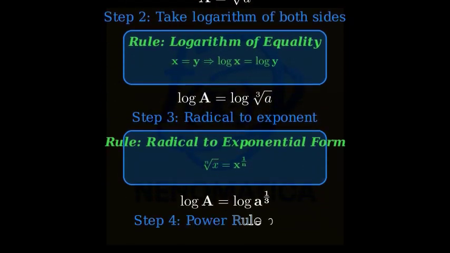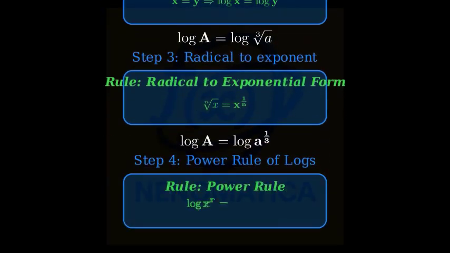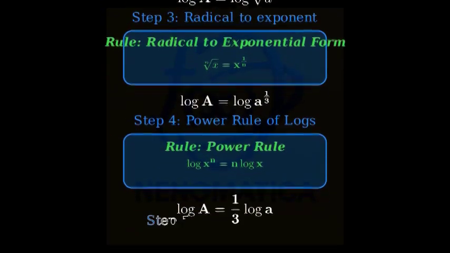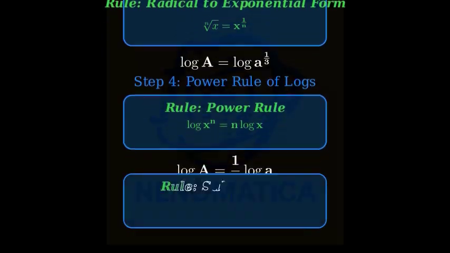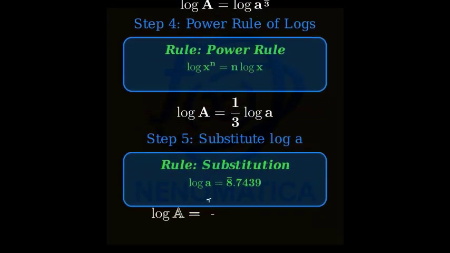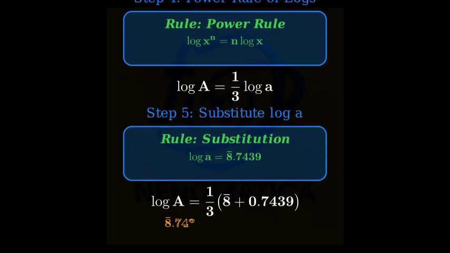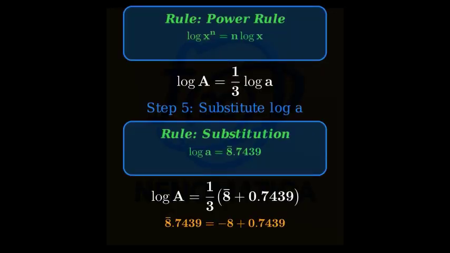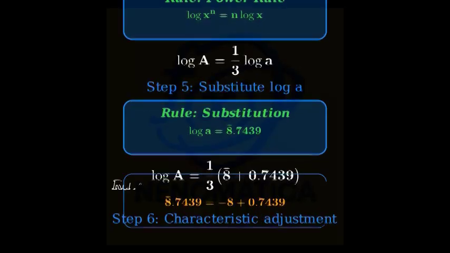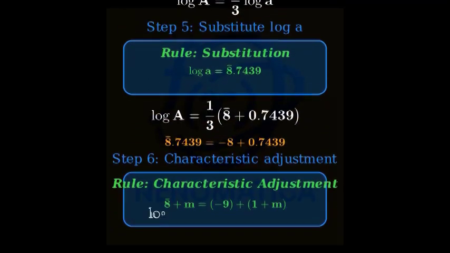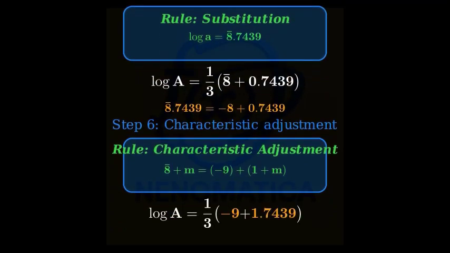Step 3. Convert the radical to a fractional exponent. Step 4. Apply the power rule of logarithms to pull the 1/3 out front. Step 5. Substitute the given value of log a using bar notation. We interpret bar 8.7439 as -8 plus 0.7439. Step 6. Adjust the characteristic to make division by 3 simple. Replace -8 plus 0.7439 with -9 plus 1.7439.